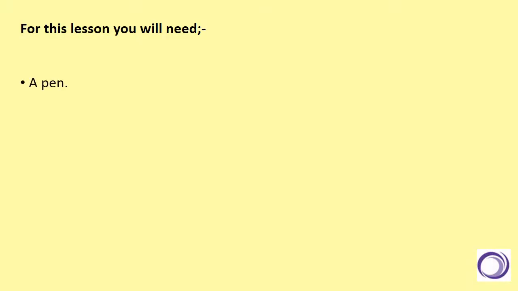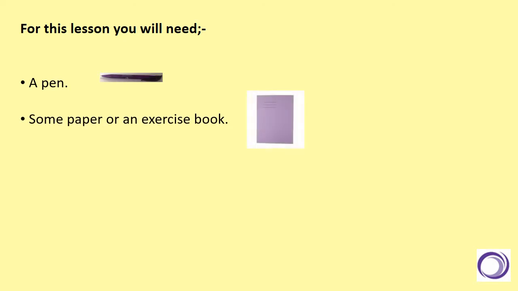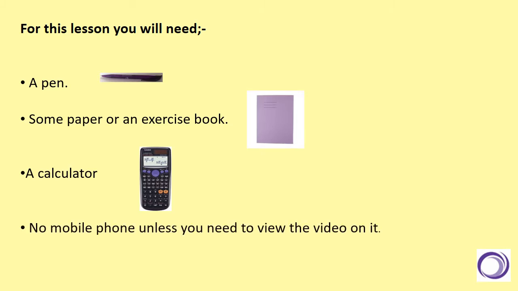So for the lesson you're going to need a pen, some paper or an exercise book so you can record some notes, and we've got a few examples for you to try. A calculator, because there's some calculations using the equation for potential difference, current and resistance in this lesson. And unless you're needing to watch this video on your mobile phone, get it out of the way, get it on silent, try and avoid all the distractions that you can.